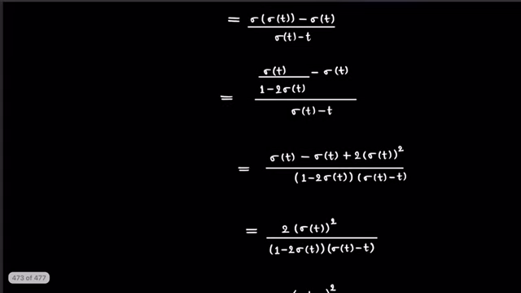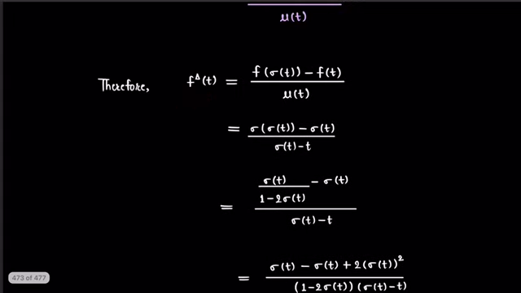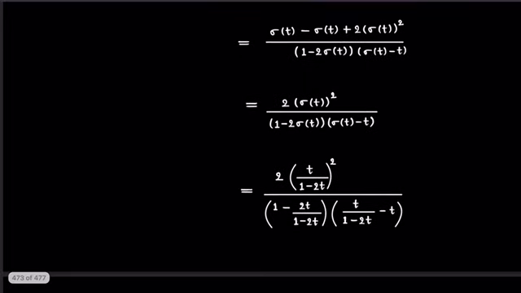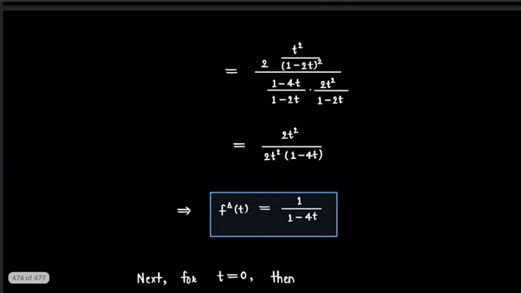Again after solving this, we get f delta t equals 2 times sigma t square divided by (1 minus 2 sigma t) multiplied by (sigma t minus t). Substituting the value of sigma, here we get f delta t equals 2 times (t divided by 1 minus 2t) square divided by (1 minus 2t divided by 1 minus 2t) multiplied by (t divided by 1 minus 2t minus t). Further simplification gives f delta t equals 2t square divided by 2t square multiplied by (1 minus 4t). So we get the delta derivative of the function f at point t equals 1 divided by 1 minus 4t. So this is the delta derivative of the given function f at a non-zero point t in set T to the power k.